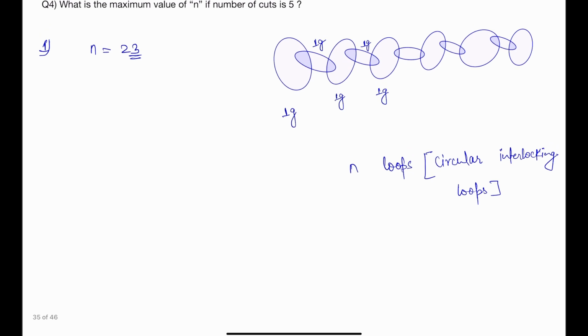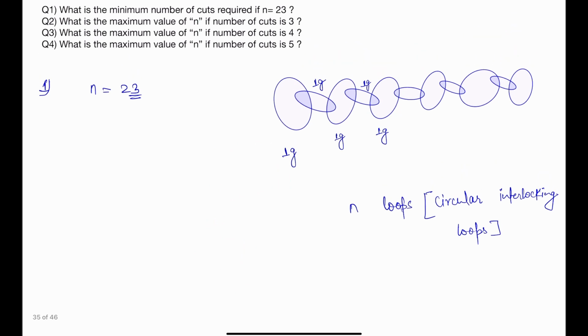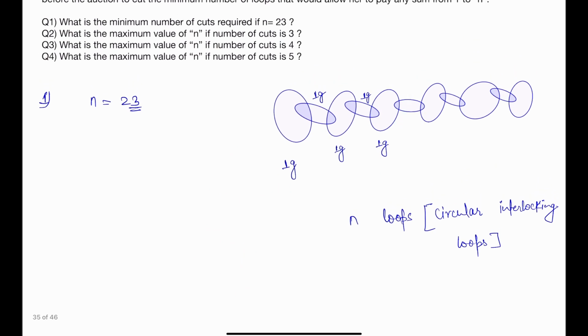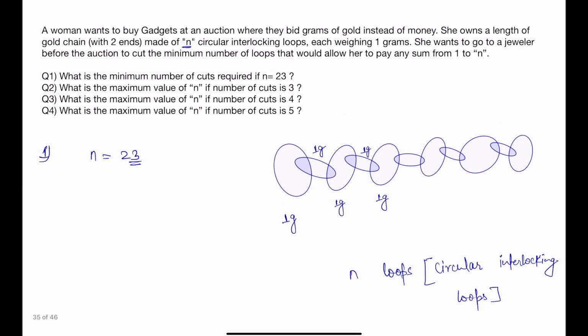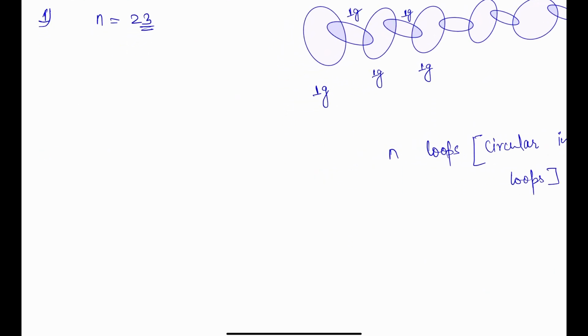So even if I make a single cut anywhere in it, I am going to get one single loop that would be 1 gram only. The question is asking the minimum number of cuts required if n is 23, and n is the sum that she needs to be able to pay, any sum from 1 to n. So one thing is done.